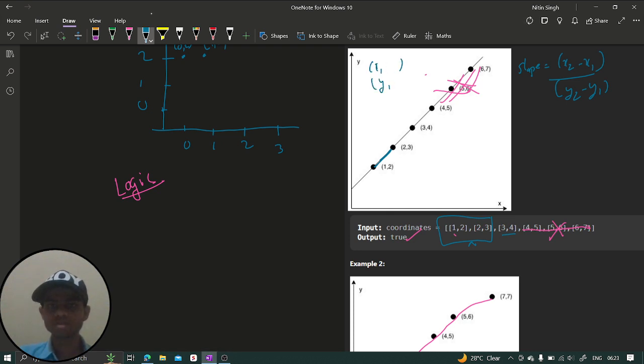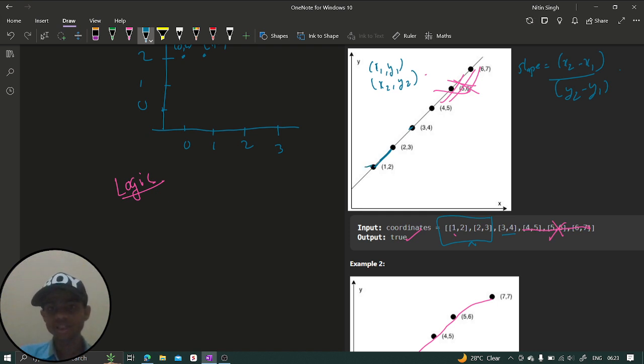This is not x1, it is (x1, y1) and (x2, y2), right? So this is one formula. We can say these are two coordinates, and this is a formula to calculate the slope between these two points. One thing is clear now. You have to calculate the slope between this newly added point and the first point, right?